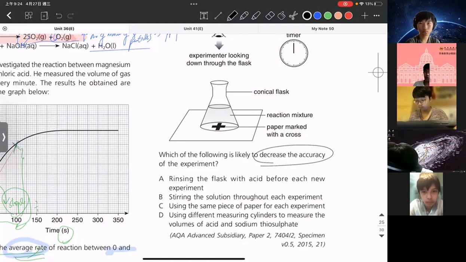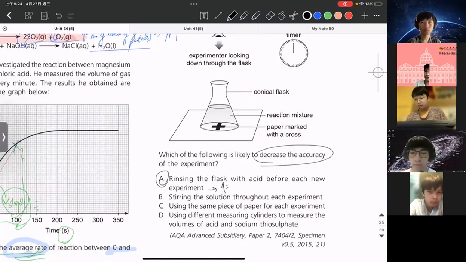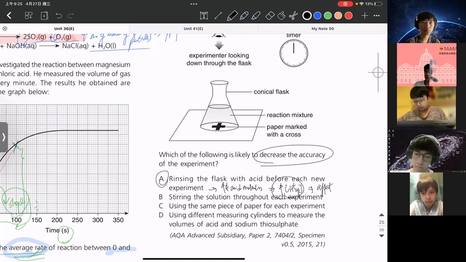You choose again. Which one will you choose? A. Why is it A? Because it will increase the number of moles of acid compared to the actual amount that I used. Yes, more moles of acid are used to react with the sodium thiosulfate, so maybe more sulfur is formed, so it decreases the accuracy of the experiment.